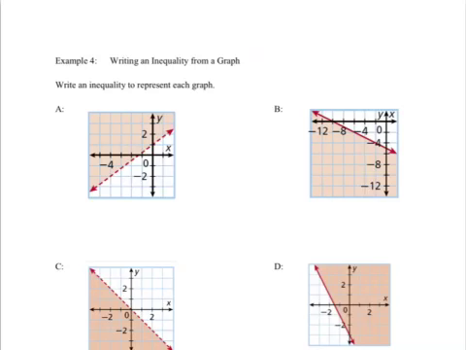So let's go ahead and try example 4. Write an inequality from a graph. So basically what you need to do is write the equation for the line, just like we've done before. So you need to find the slope and the y-intercept, so you can write an equation in y equals mx plus b form. Except we won't have an equals this time. We're going to have one of these symbols.